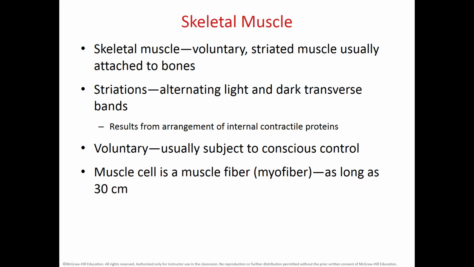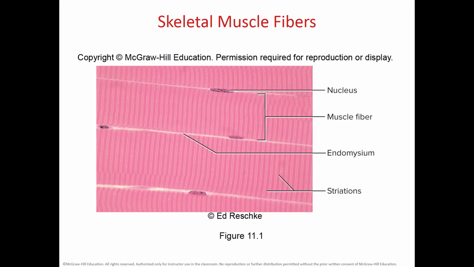And the size of the skeletal muscle fibers in terms of length can vary. The average skeletal muscle fiber length is 3 centimeters, a little bit over 1 inch, but the fibers can be as long as 30 centimeters, like the ones that we have in the muscles in our leg.